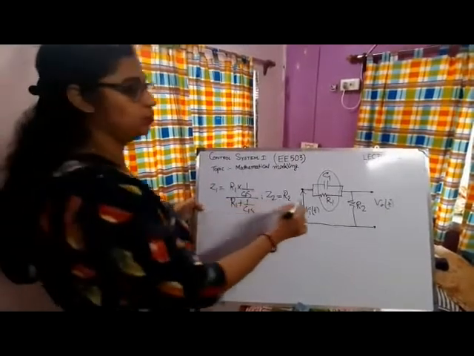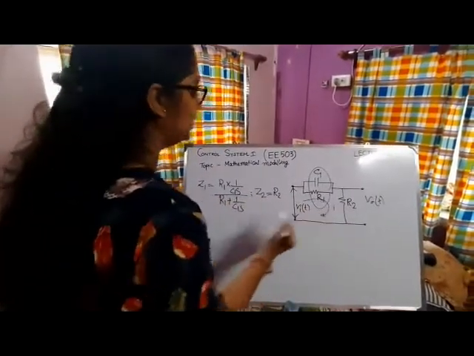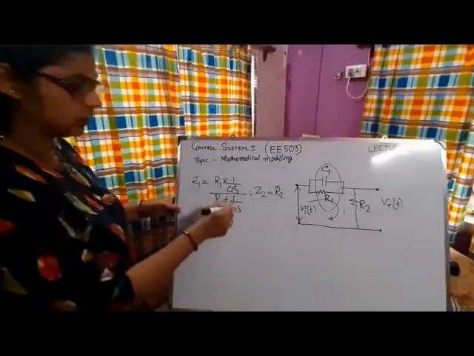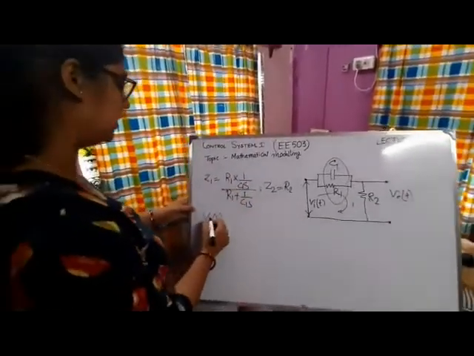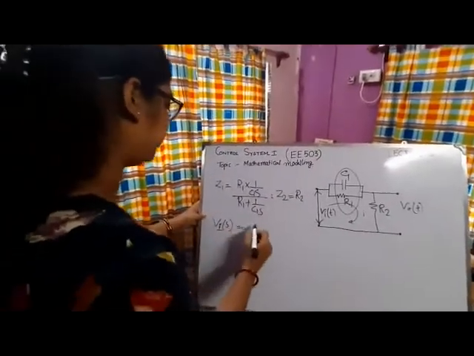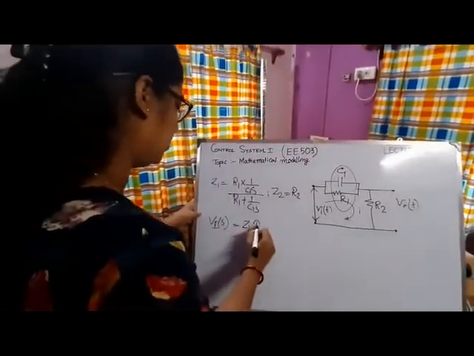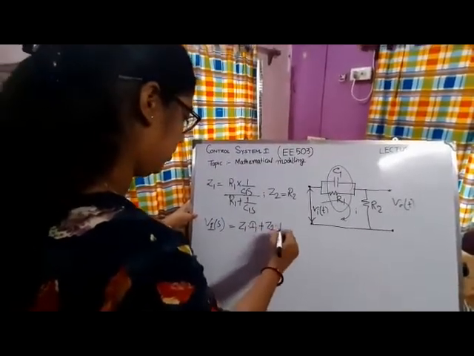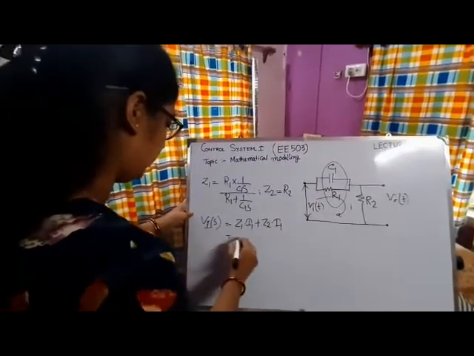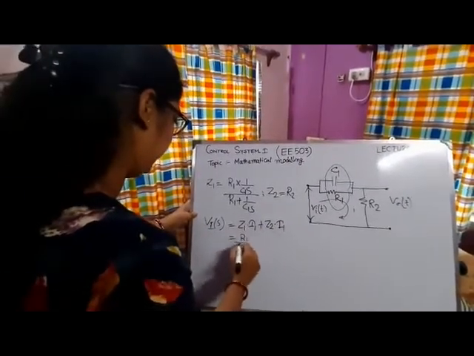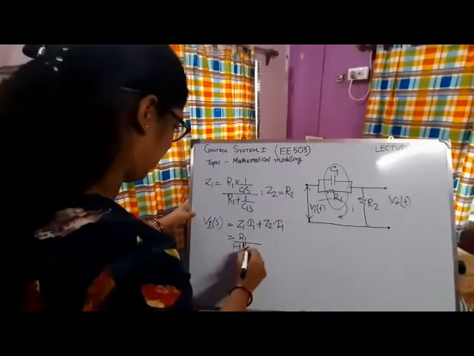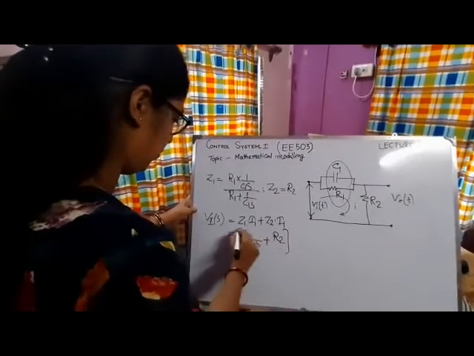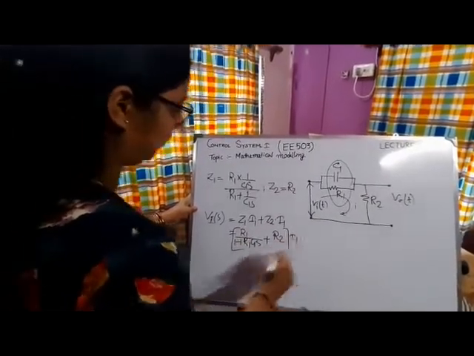Now again we are assuming that current I1 is flowing through this circuit. So here we will consider the s domain, so V_i(s) is equal to Z1 into I1 plus Z2 into I1. That is equal to (R1 divided by (1 plus R1 C1 s) plus Z2, which is R2) whole into the current I1.